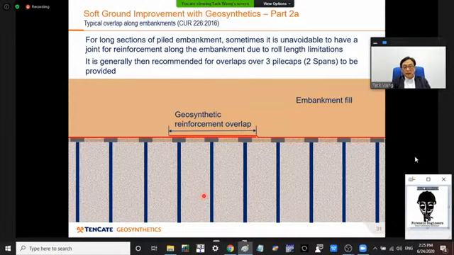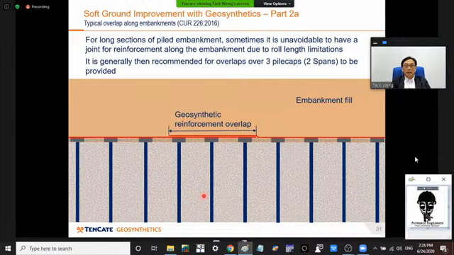The question of what if the length of the road embankment is longer than the road length. BSA 006 hasn't really addressed this, but the CUR 226, which is the Dutch code, has. And while you would normally not want to have a join, if it is unavoidable, then the recommendation is you want it to span two spans or over 3 pile caps.